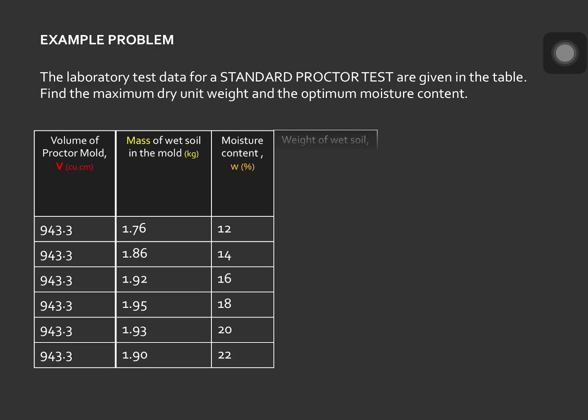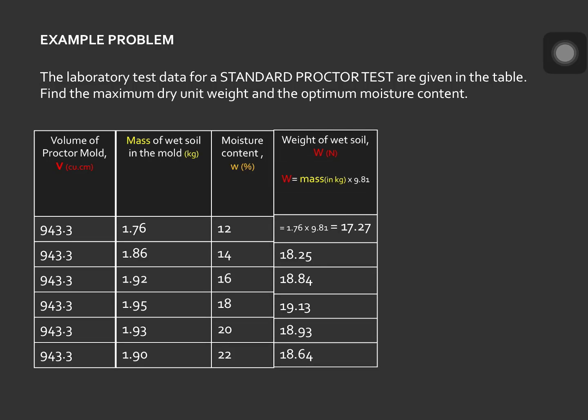To do this, first let us compute the weight of the wet soil. To compute the weight of the wet soil, weight is equal to mass in kilogram multiplied by 9.81. So, for test 1, it is 1.76 times 9.81, which is equal to 17.27. Continue the same procedure, you will get 18.95 newton, 18.84 newton, 19.13 newton, 18.93 newton, and 18.64 newtons.